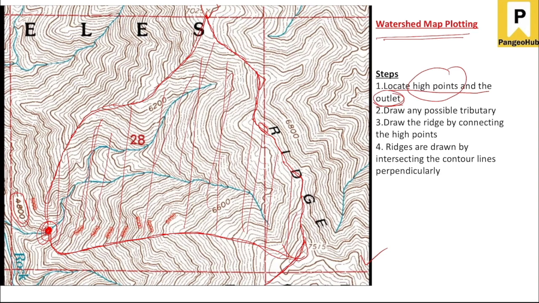There are a lot of maps available on Google. You can download them and practice. If you do some practice, then it will be easier to locate the ridge line, the outlet point, and the suitable way to join them.